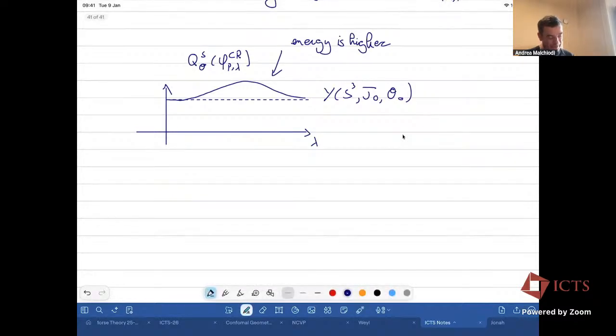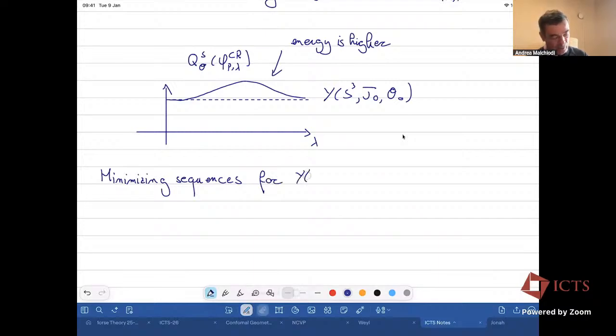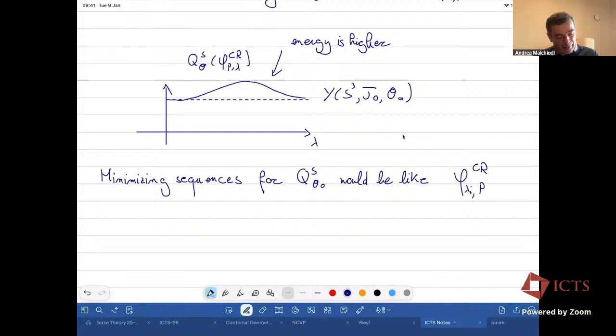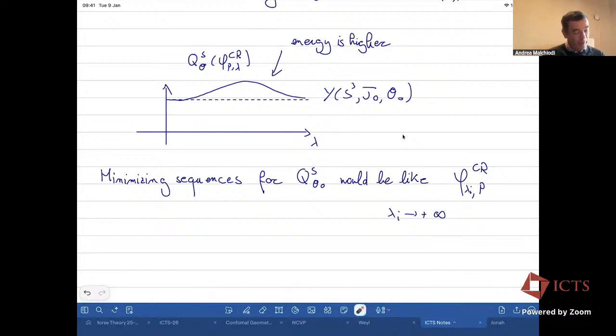In fact, minimizing sequences for Y, or say Q_S, theta_0, will be of the type of one of those bubbles, phi lambda_i P CR, with lambda_i going to plus infinity. You see, for minimizing this energy, it's convenient that lambda goes to either 0 or to plus infinity, which means that these functions are actually concentrated. Okay, it's a completely different picture.